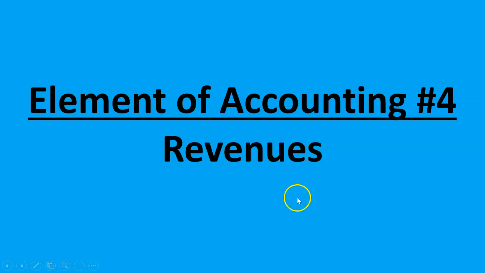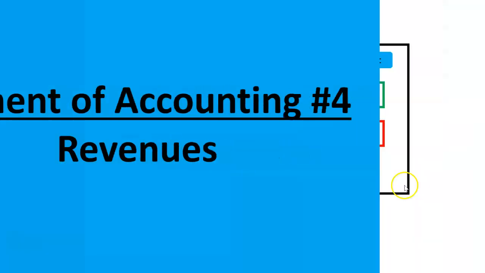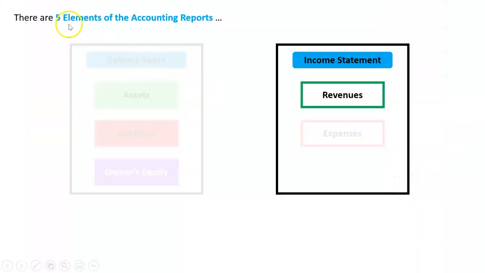Now we've done all the elements of accounting from the balance sheet, we move over to element number 4, revenues. So there's 5 elements to remember. The ones from the balance sheet were assets, liabilities, and owners' equity. And now we're looking at the 2 elements that are going to go in the income statement. We're going to start with revenues.